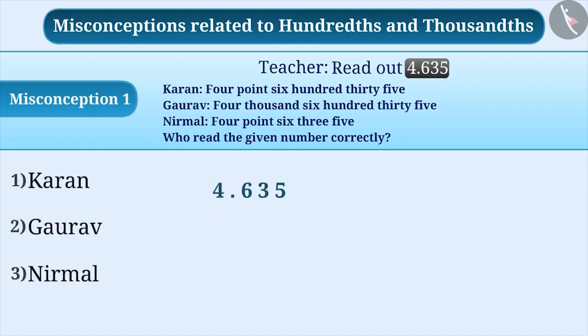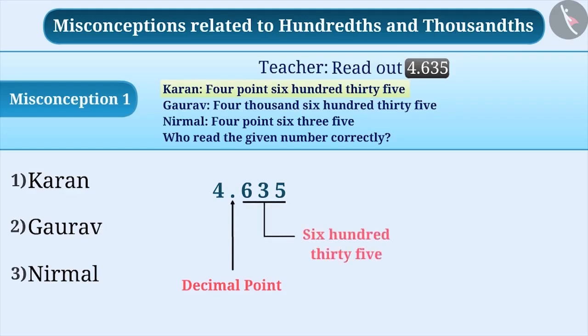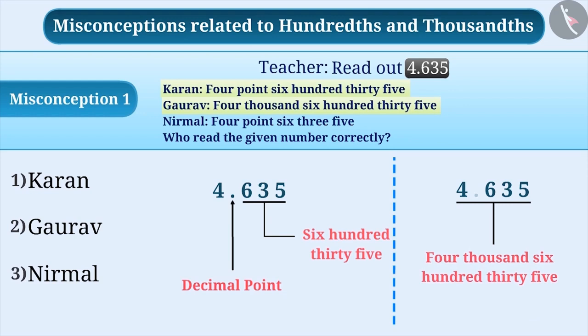Many times, decimal numbers are read incorrectly. Here, Karan read the digits after the decimal point collectively as one number, and Gaurav simply ignored the decimal point and changed the value of the number while reading it. Therefore, option 1 and option 2 are both incorrect.